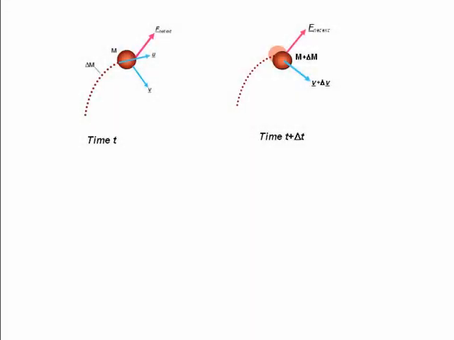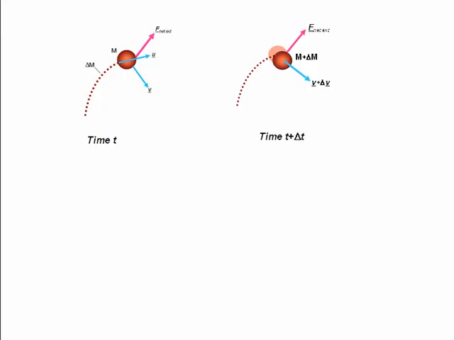Consider a continuous stream of matter or particles moving at a velocity u and impacting on an object of mass m that is moving with a velocity v, as shown on the left-hand diagram. The mass of the particles that impact the object during a time delta t is delta m, and these particles stick to the object, increasing its mass by delta m during the time delta t.